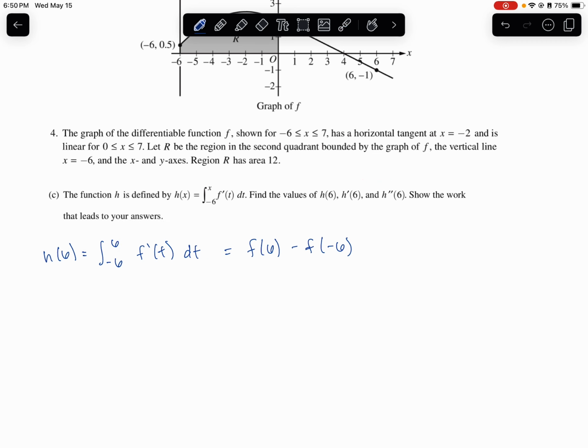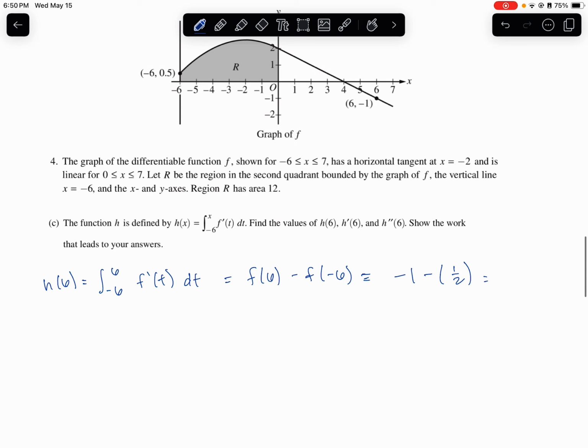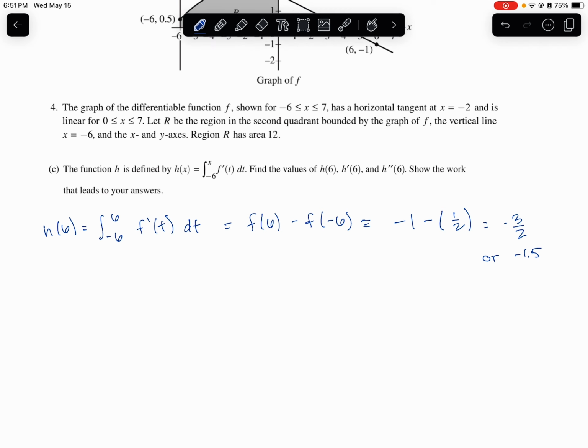Okay, so in that case, f of 6, let's look at our graph right here. So f of 6 is negative 1, that's given to us there. So negative 1 minus f of negative 6, so f of negative 6 is 1 half right here. So negative 1 minus 1 half is going to be negative 3 halves, or I guess you could say negative 1.5. Okay, I think that sounds right.